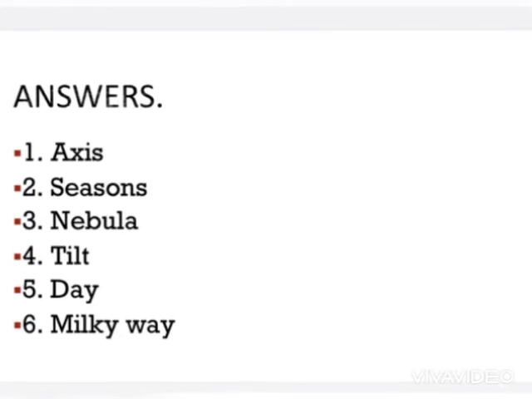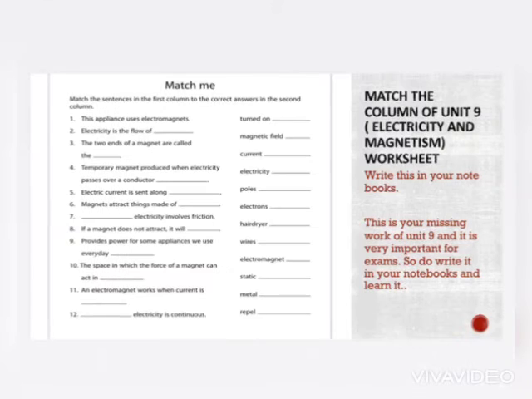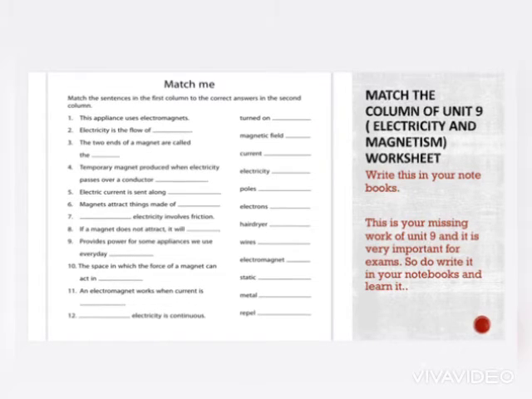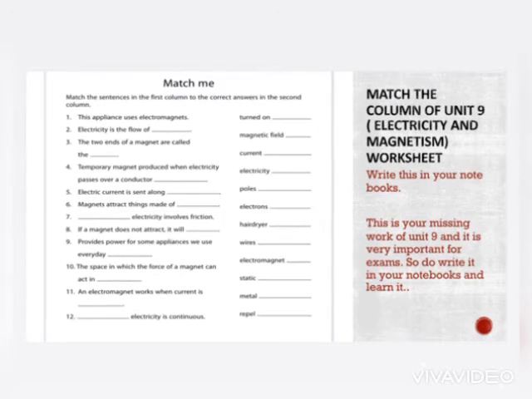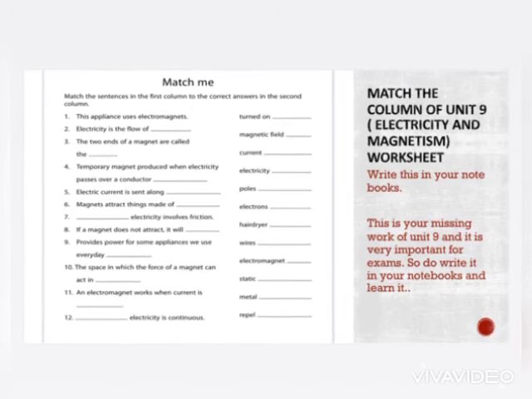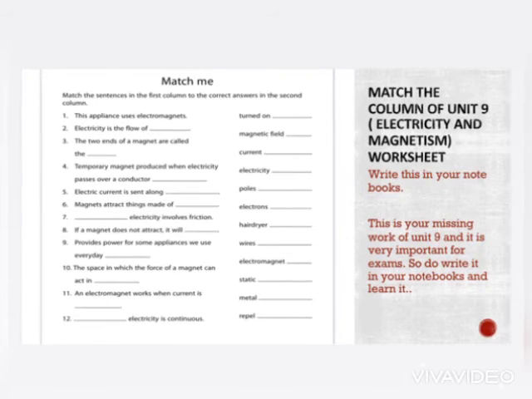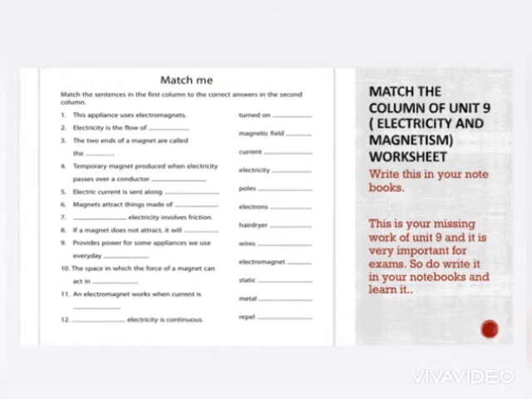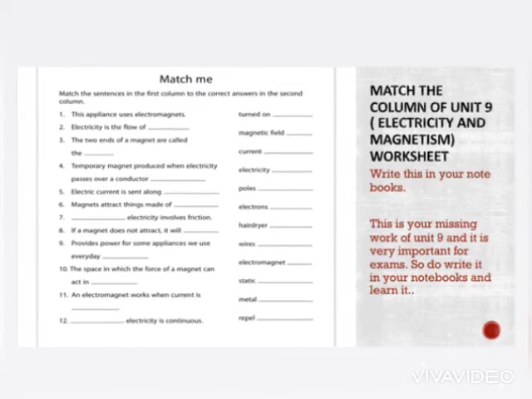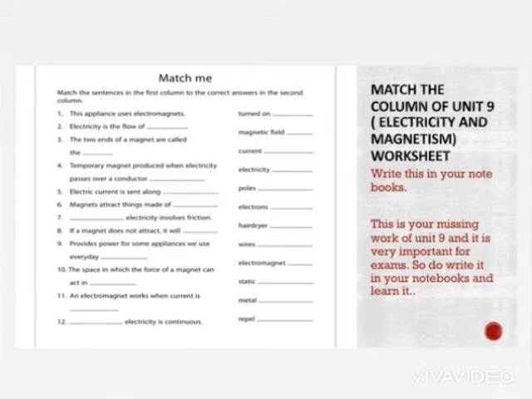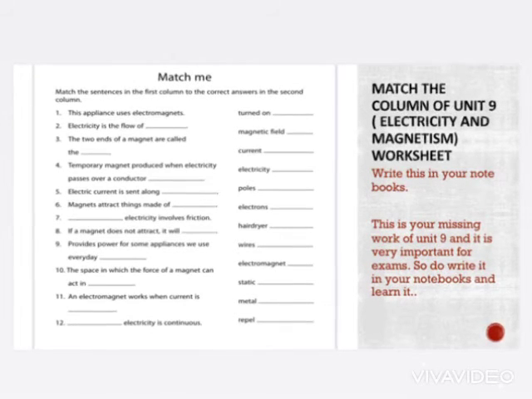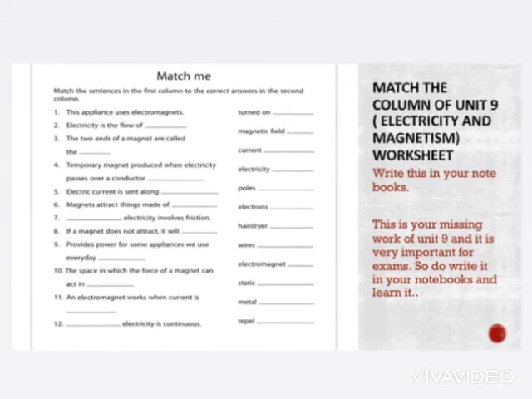Okay, moving next with a very important thing. This is the match the column from unit number 9, electricity and magnetism. This was your worksheet which was left when suddenly school got closed. So you have to write this down in your notebook. If you want to get the printout of this worksheet, you can ask me. I will send it to you. But it will be easy if you write them down in your notebook.